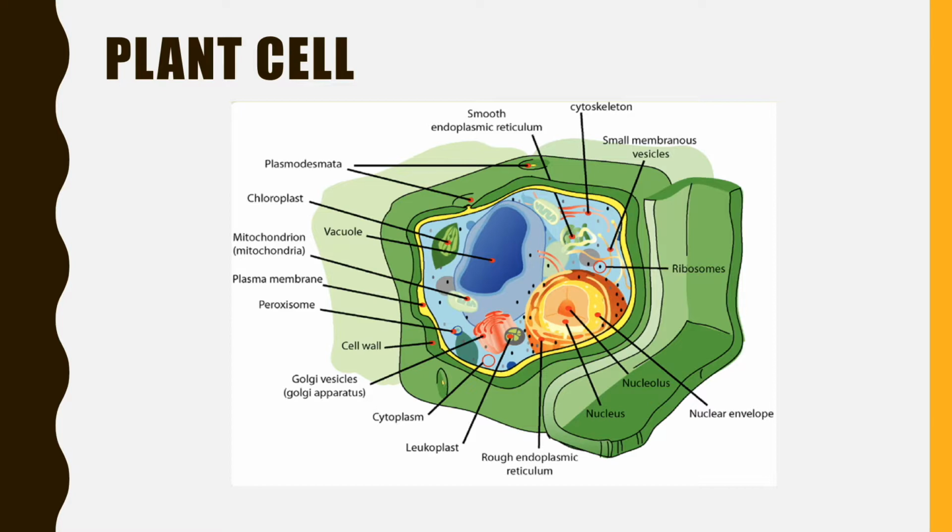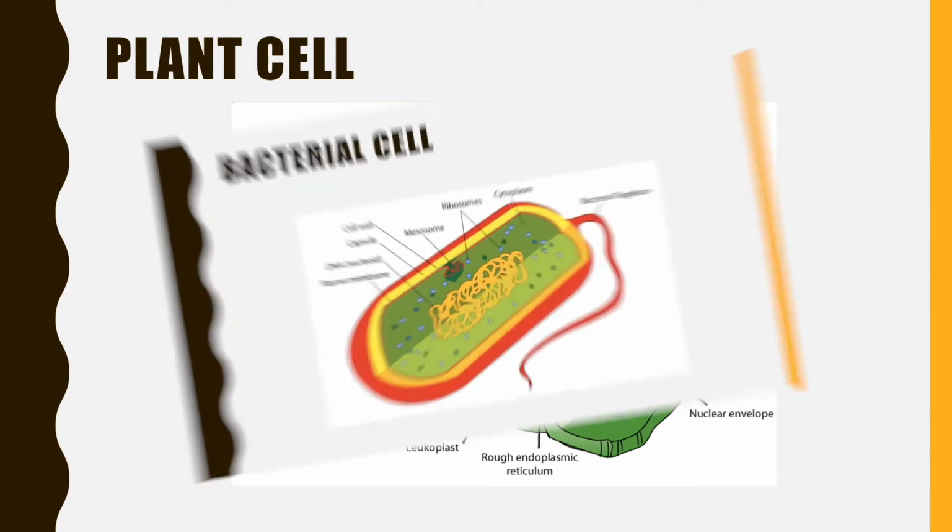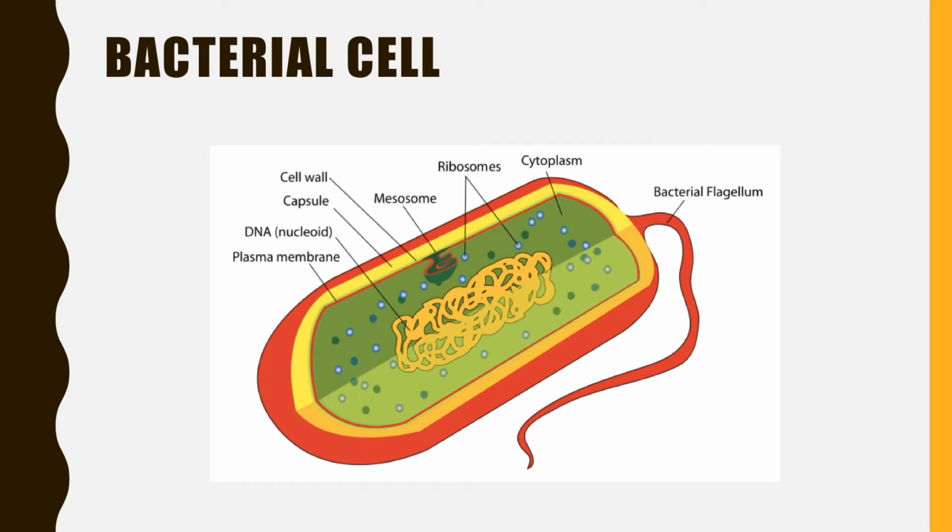The bacterial cell. In the bacterial cell, we have several organelles involved. We have the plasma membrane, the nucleoid, the capsule, the cell wall, the mesosome, the ribosomes, and the cytoplasm. Above which, for movement, we have the bacterial flagellum. Let's start with the cell wall. Now, the cell wall provides our bacteria with benefits ranging from protection to prevention from bursting under osmotic pressure.